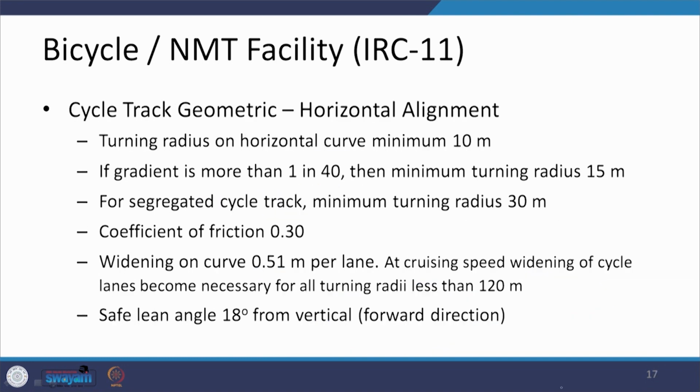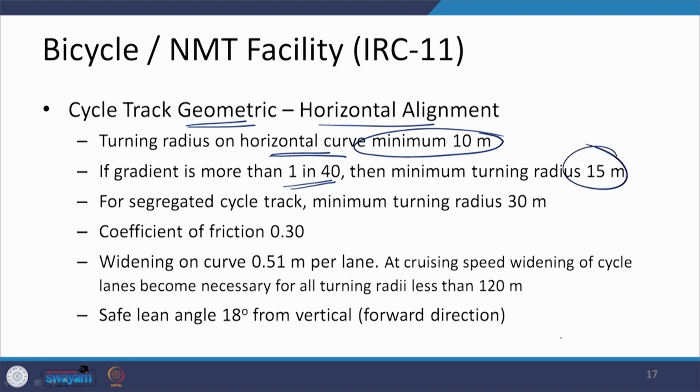Let us talk about a few other things in terms of geometric features, and the two types of geometric features which are usually there. One is horizontal alignment, another one is vertical alignment. Now, in the case of horizontal alignment, the important thing which comes up is the radius of a horizontal curve, and this radius is defined as a minimum of 10 meters, but again if there is a gradient which is more than 1 in 40, that needs to be increased to 15 meters.